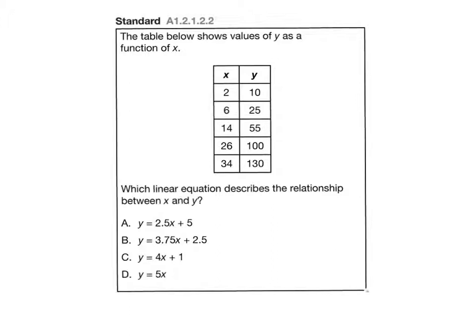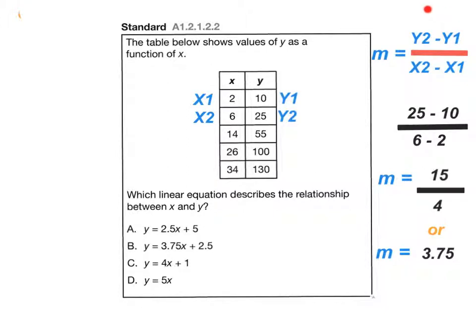What you have is 5 ordered pairs: 2 and 10, 6 and 25, 14 and 55, 26 and 100, and 34 and 130. I always recommend the students choose the smallest of the values. What we need to do is find the slope. You calculate the slope by using 2 points from a function table or from a graph or whatever you're using. The 2 ordered pairs I would be using are 2 and 10 and 6 and 25.